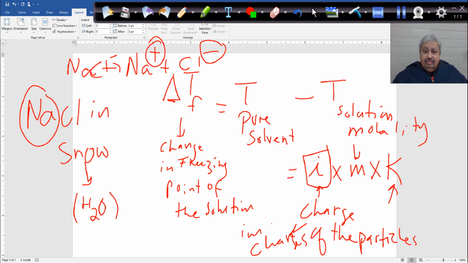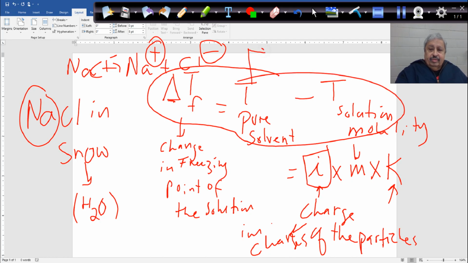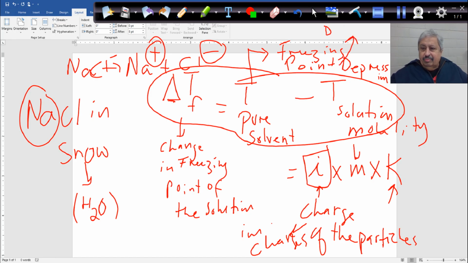And this here, delta T, is called freezing point depression. I don't like the word depression. Depression has different meanings, from geology, from environment, from human. But I like to use decrease. Freezing point decrease, much better than depression.